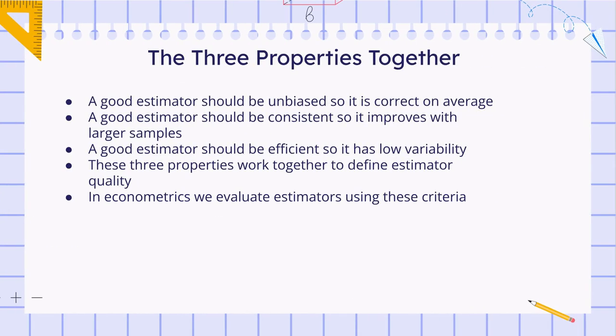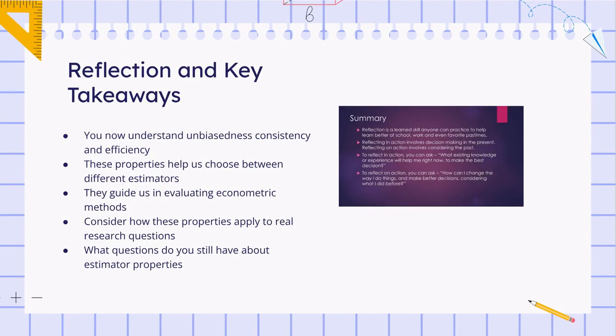Together, these three properties define estimator quality. A good estimator should be unbiased, consistent, and efficient. We use these criteria in econometrics to evaluate and select the best estimators. You now understand unbiasedness, consistency, and efficiency. These properties guide us in evaluating econometric methods and choosing among different estimators. Consider how they apply to real research questions.